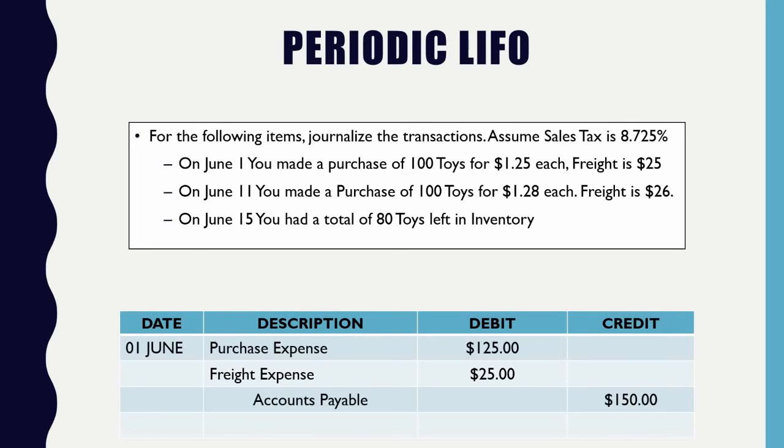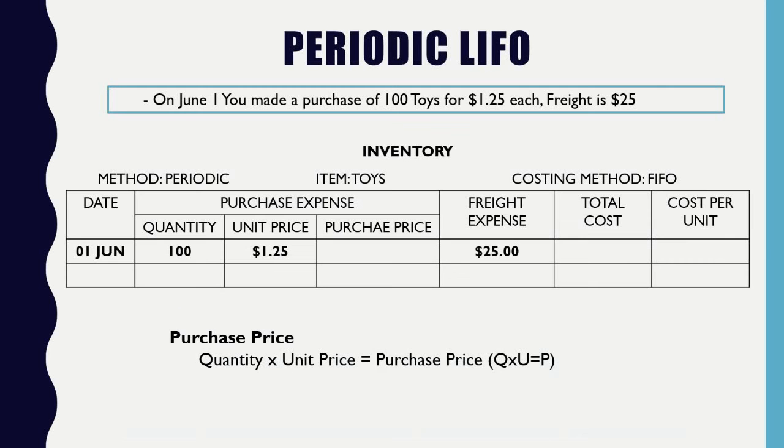It's okay. Yes, so you're going to recognize that you have a purchase expense and a freight expense, and for however much you paid for it, you're going to calculate it. So 100 times $1.25 gives you 125, plus 25 gives you 150. Same thing as filling it in here as well.